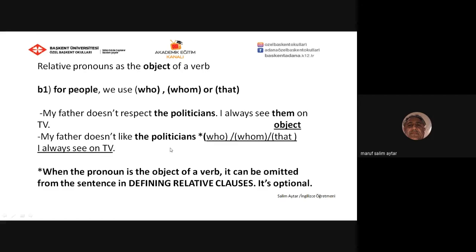See, as I said before, a relative clause must always start with a relative pronoun. So, my father doesn't like the politicians who I always see on TV. When the pronoun is the object of a verb, it can be omitted from the sentence in defining relative clauses. What I mean to say is the relative pronoun here is optional, and you can easily see it here. If you don't want, you don't have to use them because they are not the subject but the object of the verb.